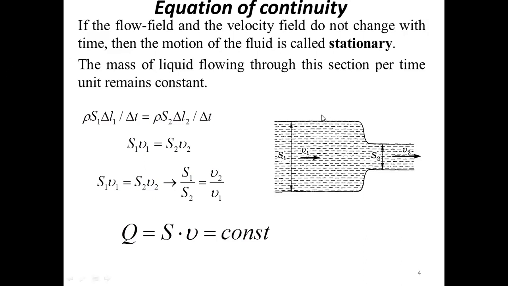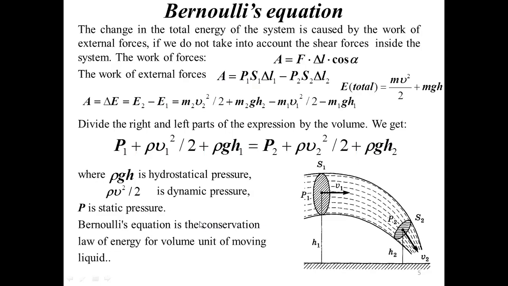So if we choose such a vessel like we have in this picture and choose cross-section 1 and cross-section 2, we can write such relation between linear velocity, volumetric velocity, and cross-sectional area for this part of the vessel. So we come to such formula which we call the equation of continuity. This formula gives us information that the less cross-sectional area we consider, the faster motion of liquid we get.